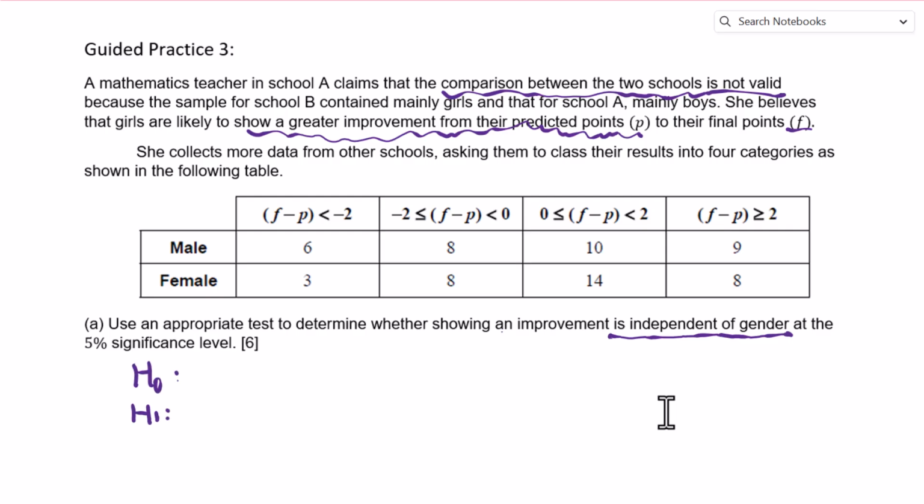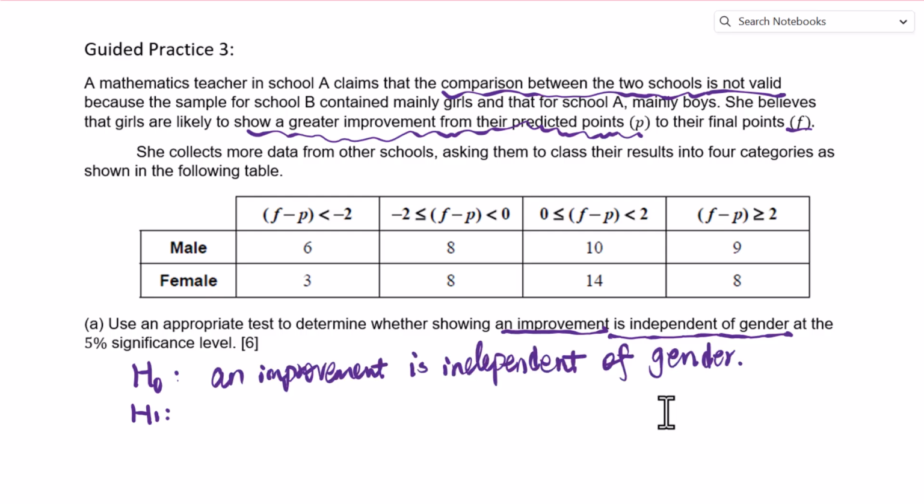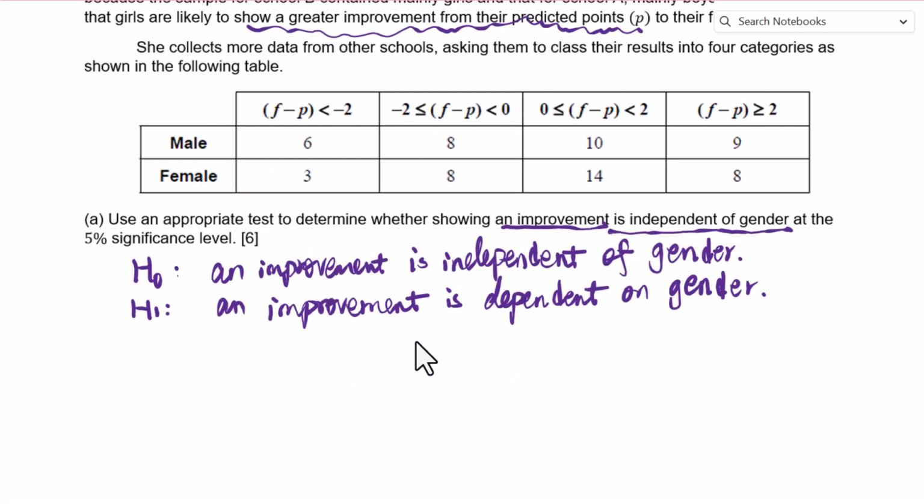Let's write down H0, H1 first. H0: an improvement is independent of gender. H1: an improvement is dependent on gender.